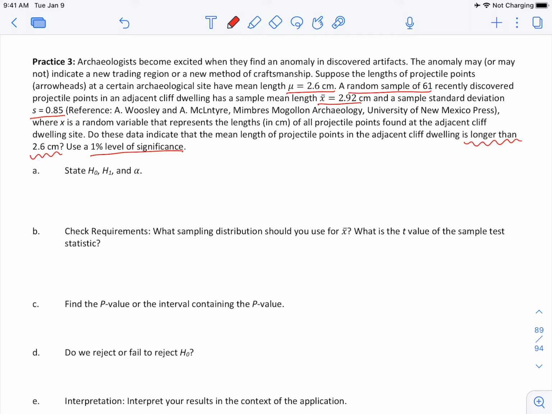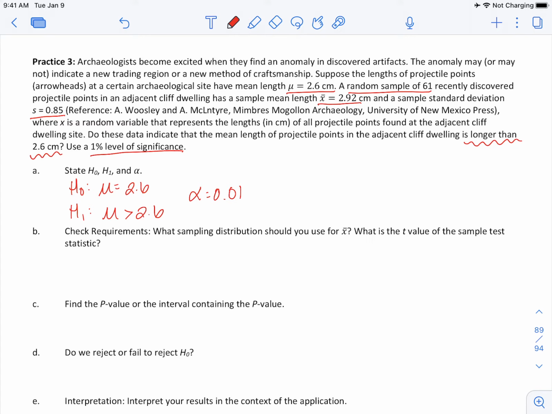All right, so for this one, I want you to start by writing the null hypothesis, alternate hypothesis, and your alpha. Please do that. Okay, your null hypothesis is mu is equal to 2.6. Your alternate hypothesis is mu is greater than 2.6, and our alpha is 0.01.